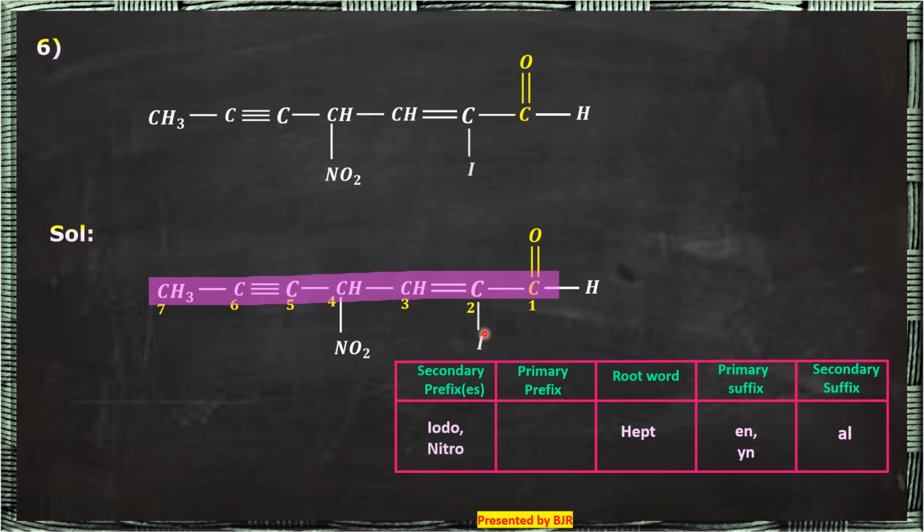And we have to write these substituents in alphabetical order. So iodo will come first. So 2-iodo, 4-nitro, hept-2-en-5-ynal. 2-iodo, 4-nitro, hept-2-ene, because the double bond is attached at the second carbon atom, 5-yne, al. Okay.